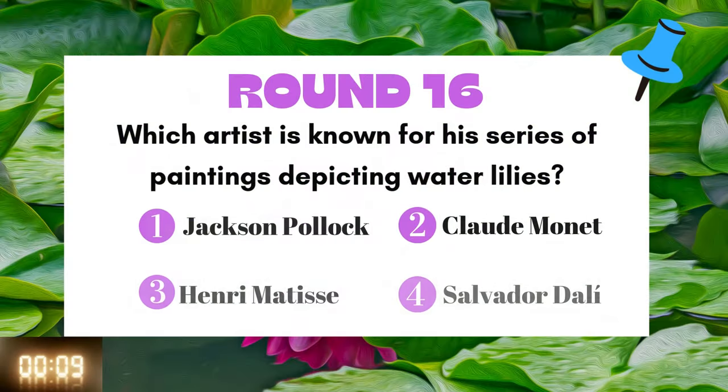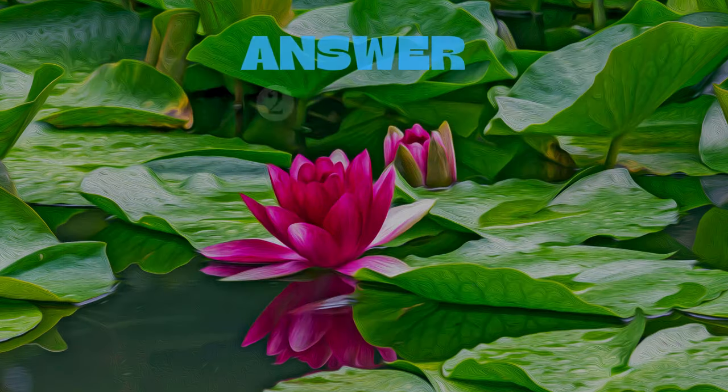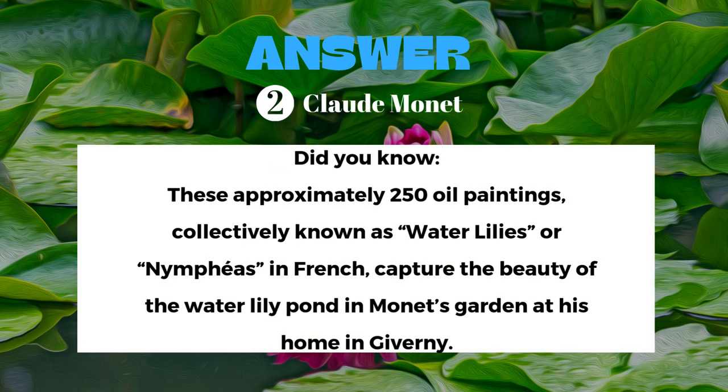Round 16. Which artist is known for his series of paintings depicting water lilies? The answer 2, Claude Monet.